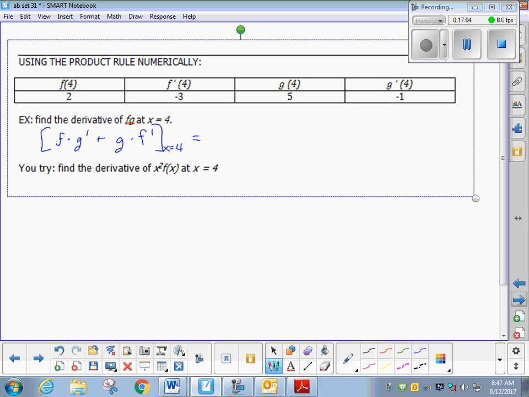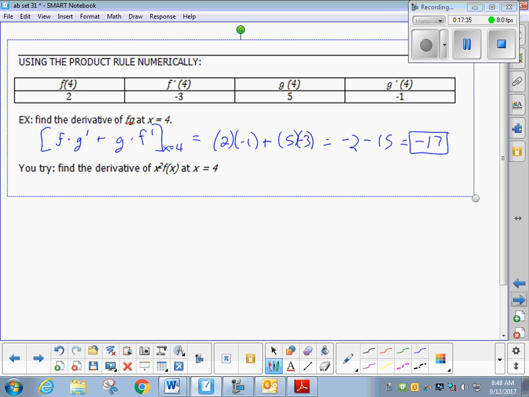The first is f at 4. What is f at 4? 2. Then g prime. Now again, that's g prime at 4. So negative 1 plus g at 4. 5. F prime at 4. Negative 3. At that point, then you're just putting it together. Negative 2 minus 15 is negative 17. Okay? Try that other one on your own.